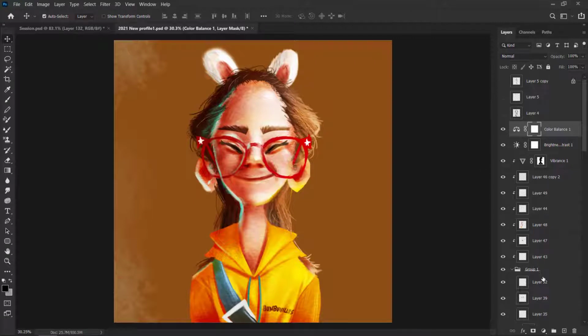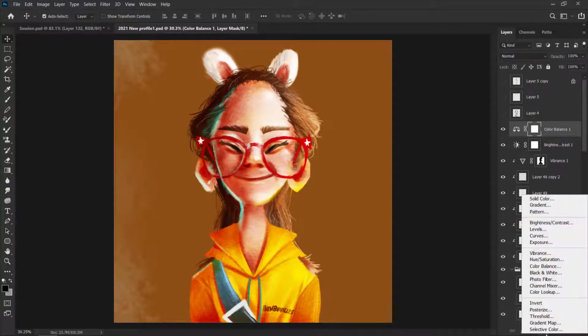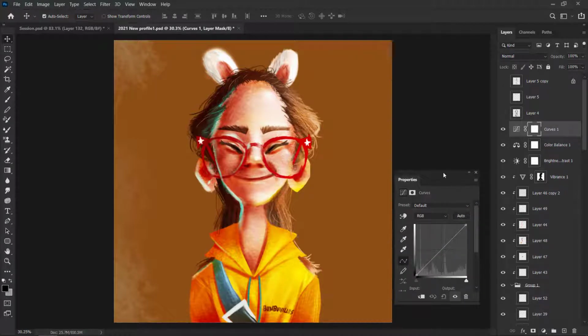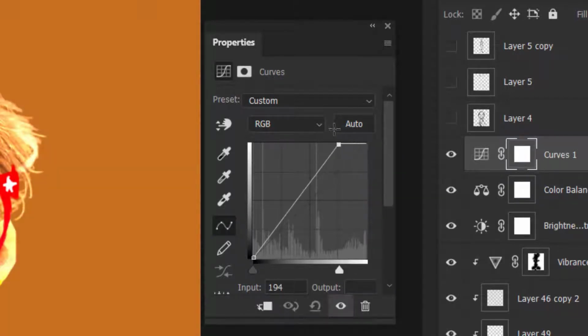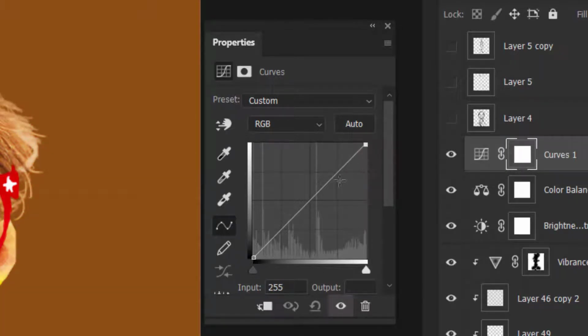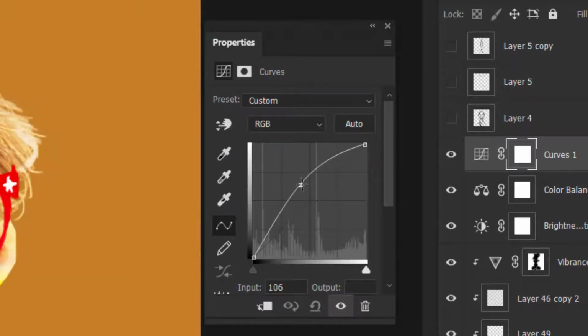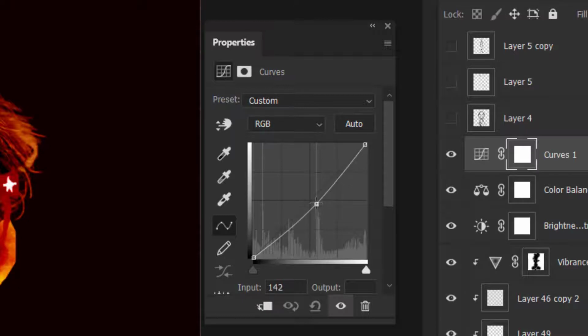Now, let's do the filter adjustments. Using this as the final stage of your illustration will enhance your drawing. We have curves and color range. First is curves. The top of the bar is the highlights. The middle of the bar is the midtone. The bottom of the bar is the shadow.